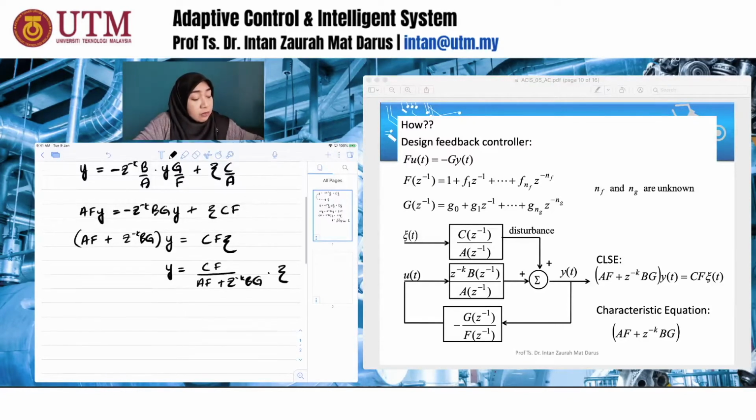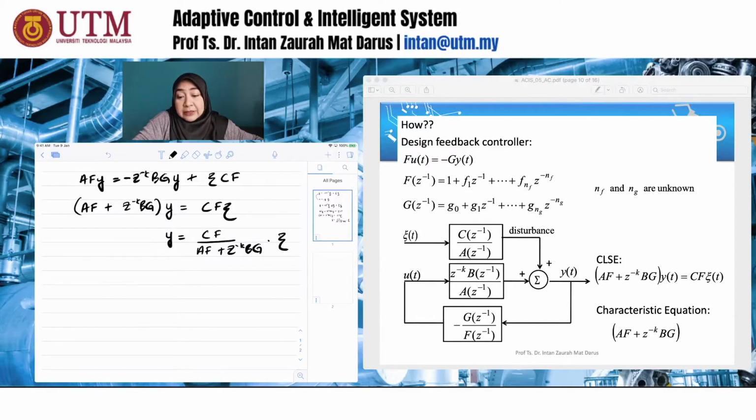Therefore, for this particular problem, you can see that the closed loop system equation will give you a new characteristic equation, and that is at the bottom here. The denominator of your closed loop system equation is AF plus z^-k BG. So this is your closed loop system equation, and that AF plus z^-k BG is your new closed loop characteristic equation.